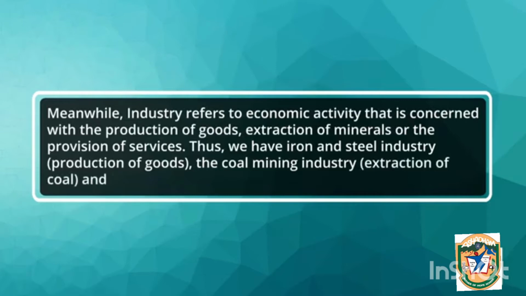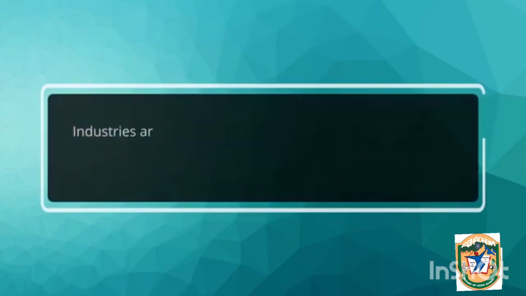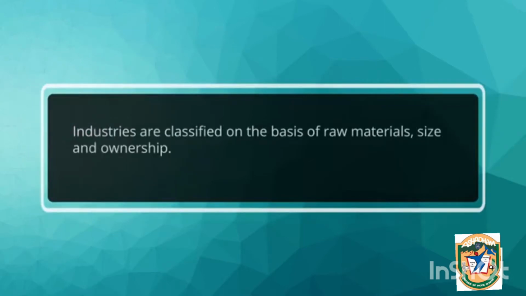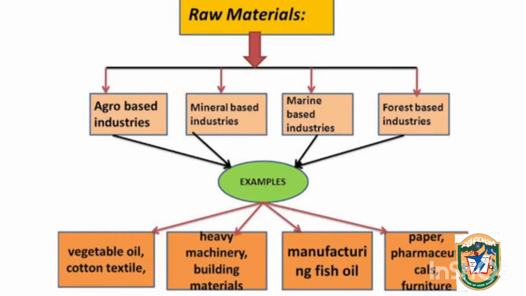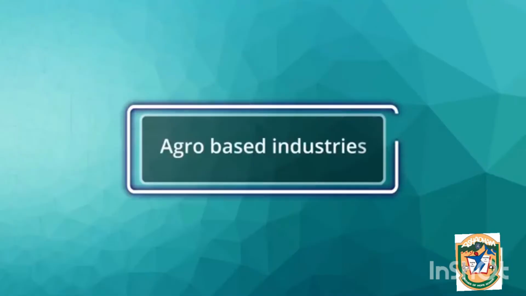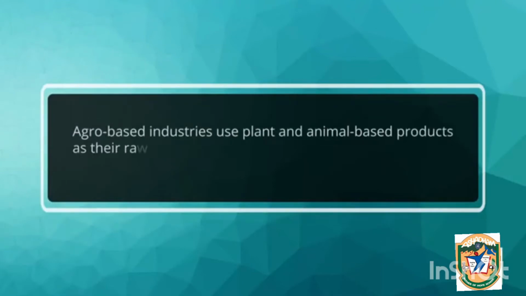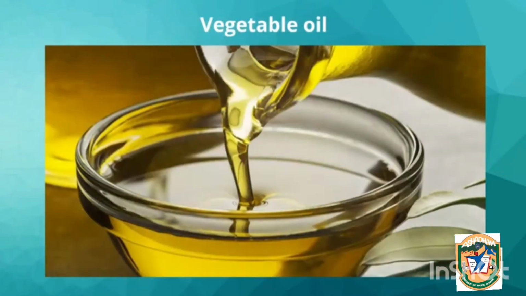Now, classification of industry. We can classify industry on the three main bases, that is raw material, size and ownership. Depending on the type of raw materials that is used, industries are classified on the following basis. Agro-based industry, in which plants and animals based products are used. Few of the examples of such industries are leather industries, cotton textile, food processing, dairy products and vegetable industry.